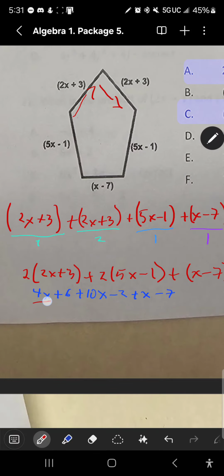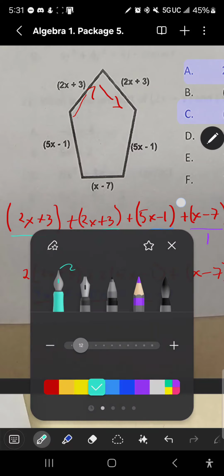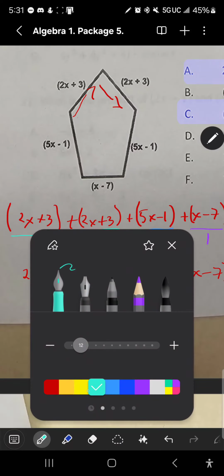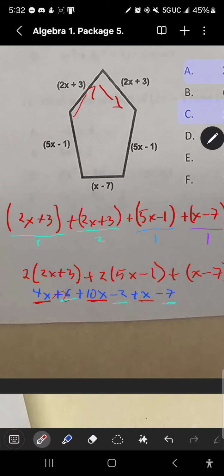And now let me make this brighter. Perfect. I see this has an x, it also has an x, this has an x, this is a number, this is a number, and this is a number. So let's solve for it. 4x plus 10x is going to be 14x. 14 plus 1 is 15x. Now, wait. 6 minus 2 is 4. 4 minus 7 is going to be negative 3.